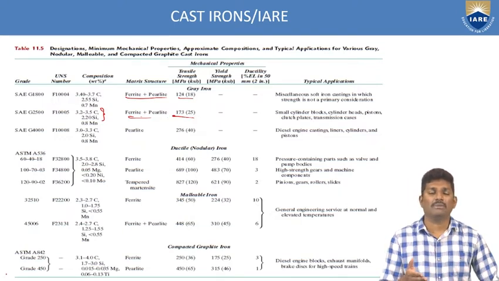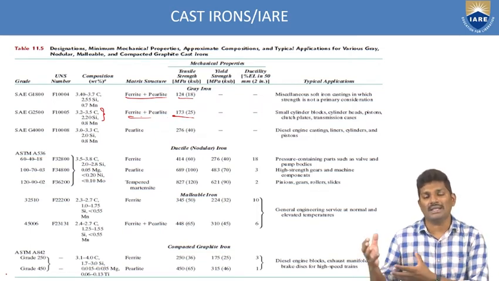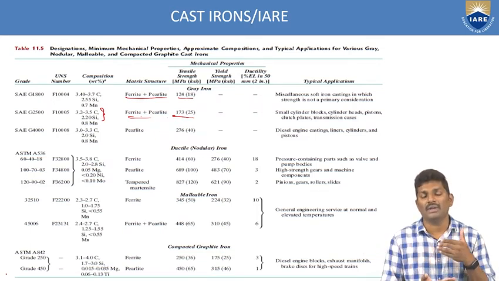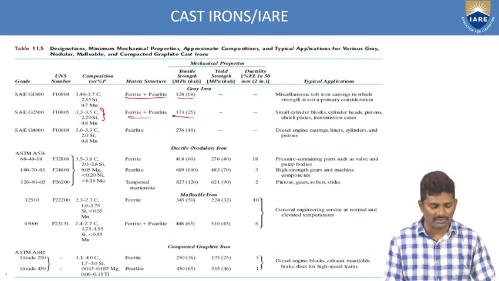Like that, depending upon the grade of the material, the composition of the material, and the properties of the material, these applications are being classified. So you have to identify what type of material is useful for the required applications. Like that, you have different malleable cast iron, compacted cast iron.